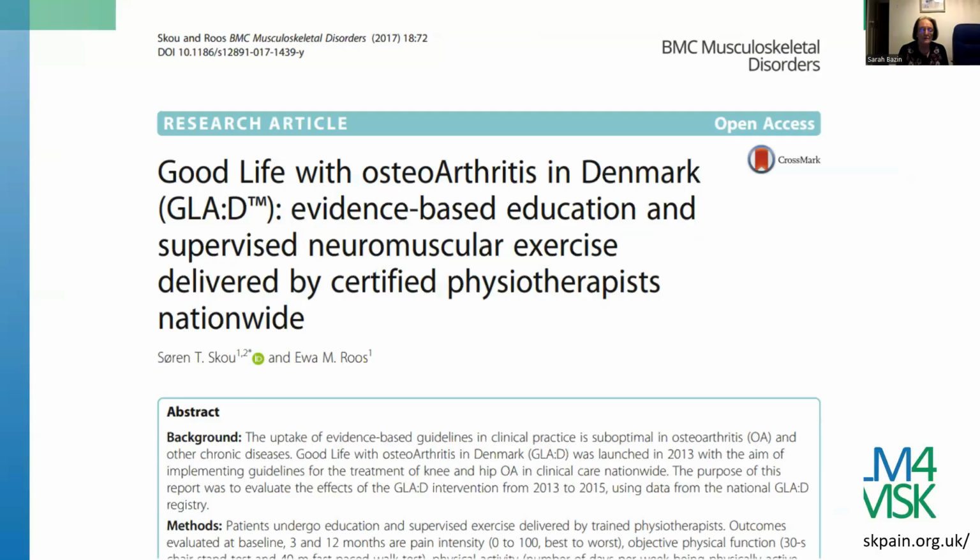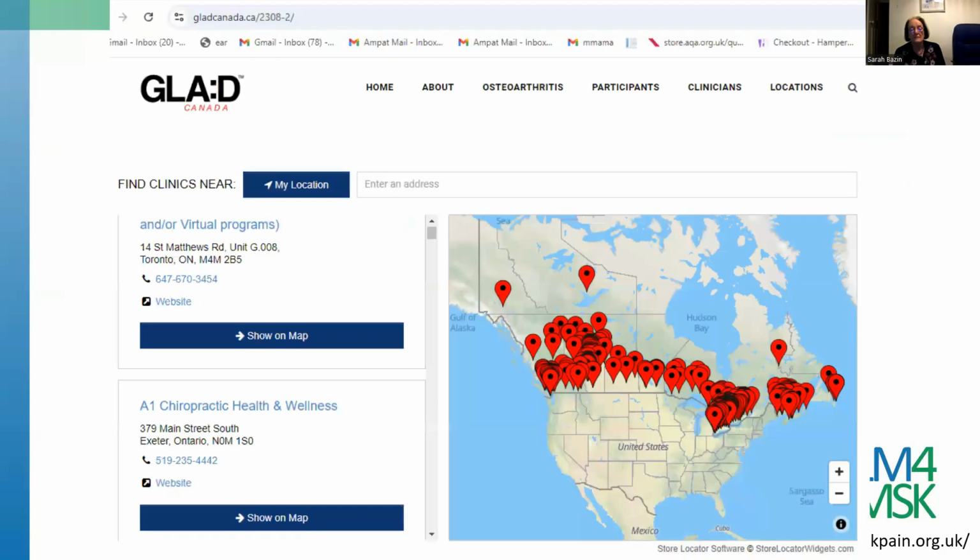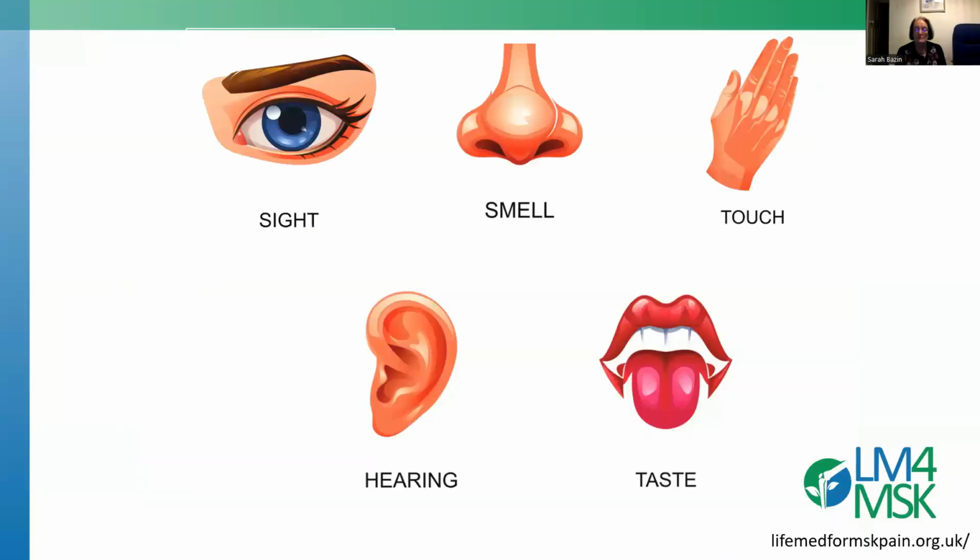So the group in Denmark have started what is known as the GLAD program. The GLAD program is Good Life with Osteoarthritis Denmark, and they have done extremely well. From Denmark, they have now exported it to Australia. You can see all centers of people who are listed for hip and knee replacements in Australia are having the GLAD program. That has also been taken over in Canada, so there's the GLAD Canada. But unfortunately, such widespread programs are not available in the UK.